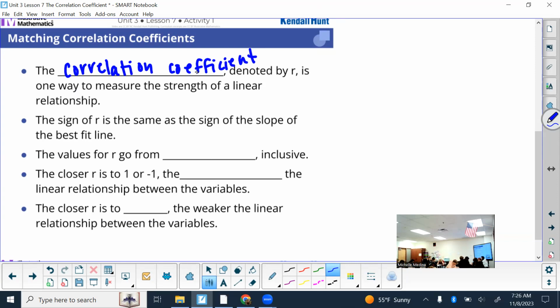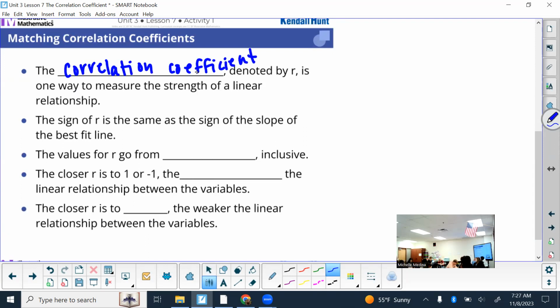to measure the strength of a linear relationship. The sign of R is the same as the sign of the slope of the best fit line. So if the slope is positive, your R value is positive. If your slope is negative, the R value is negative. If there's no correlation, like no slope, then it's 0 for your R value.